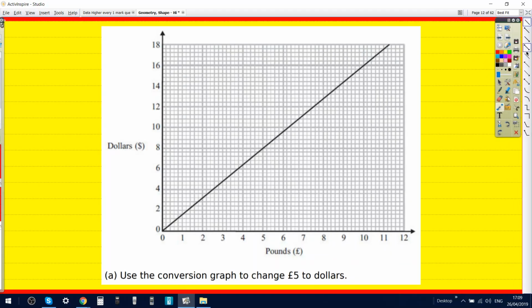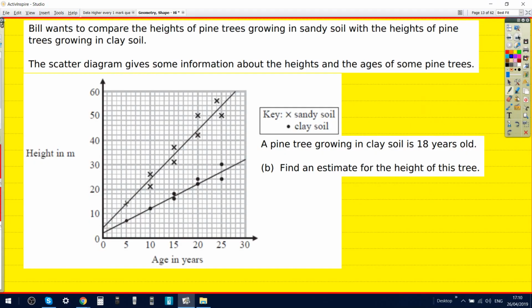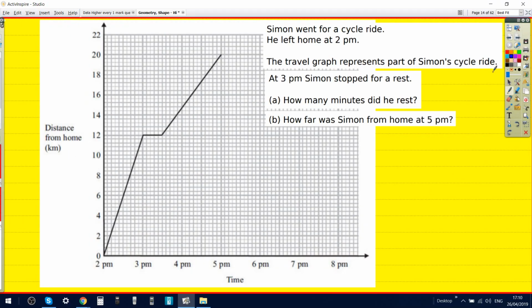Okay, what's this? So £5 is $8. Yeah, so there's a million of those questions. Just use your ruler and do it as accurately as possible. Sometimes it's halfway, sometimes it's part of the way. You're gonna be fine for these. Okay, how about this?